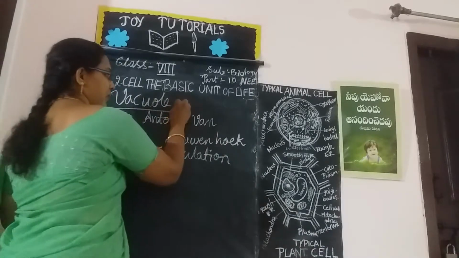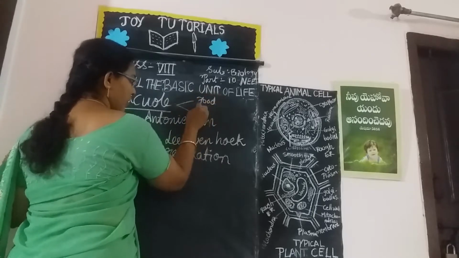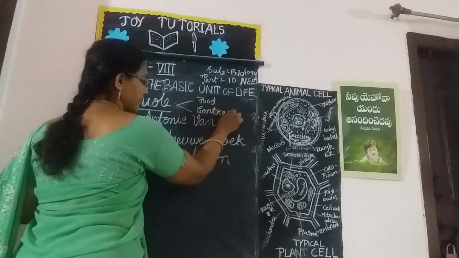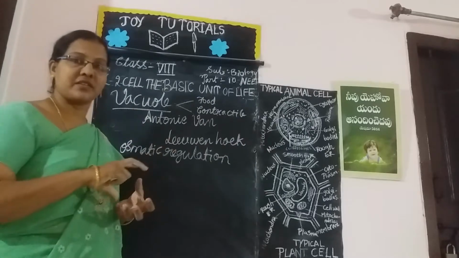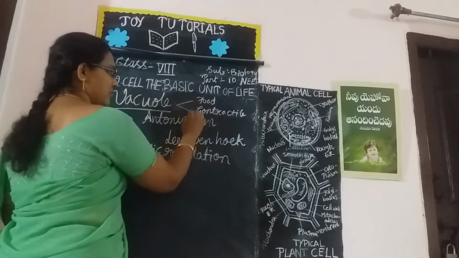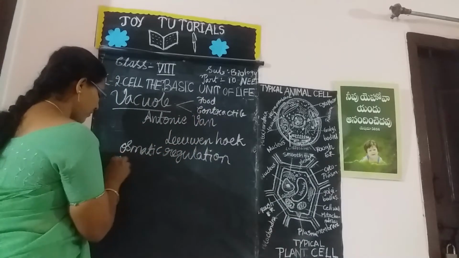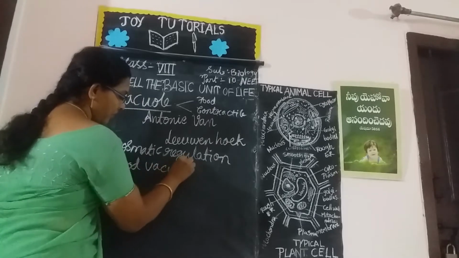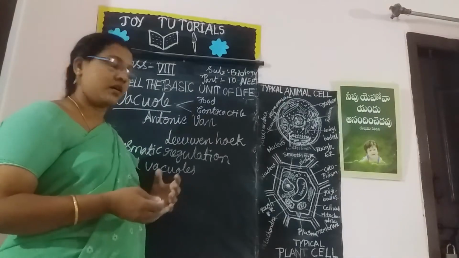Vacuoles, based on the work, we can classify into food vacuoles and contractile vacuoles. These vacuoles are filled with cellular fluid. Here, first of all, we will discuss food vacuoles. We will see amoeba. Amoeboid cells contain food vacuoles.